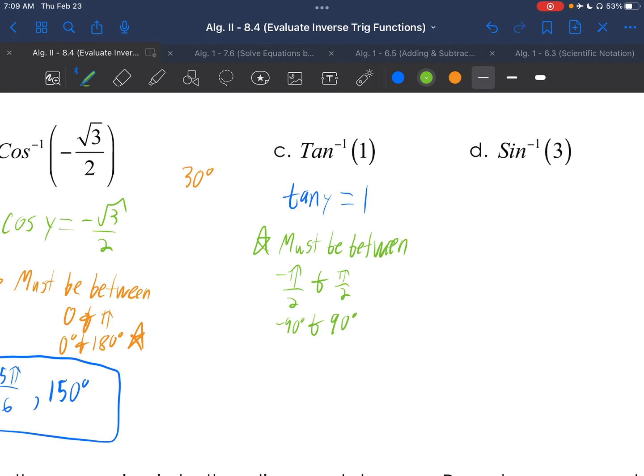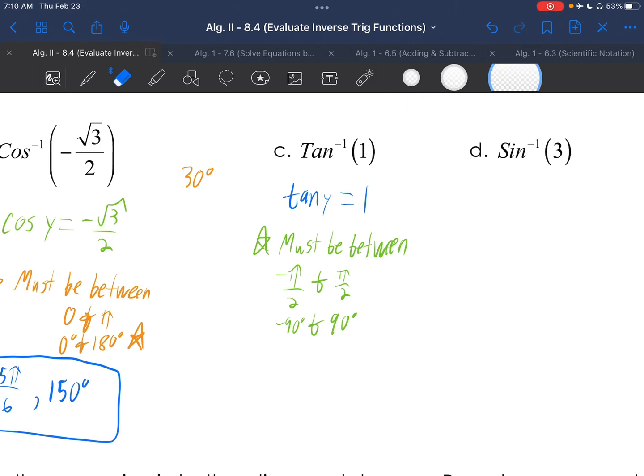So we have to think, okay, inverse tangent. Tangent is sine over cosine. So when are sine and cosine the same value? Well, that's at 45 degrees and multiples of that. So like 45 degrees, 135 degrees, and so on and so forth. AKA the pi over 4s. Pi over 4, 3 pi over 4, 5 pi over 4, so on and so forth.